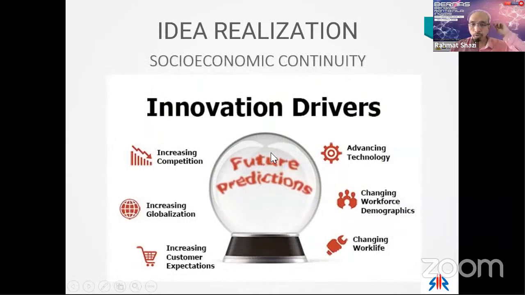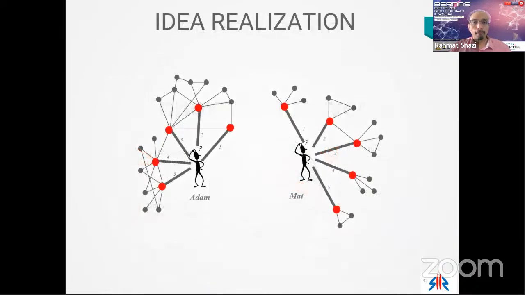I'll skip over these innovation drivers because these are things that you're familiar with. But just a quick quiz. Something that we know at the back of our minds, but we rarely think of: networks. So here's Adam. Here's Matt. Both of them are linked to 5 people. So here's a quiz. Adam's network looks like this. It's more cohesive. Matt's network is more diffuse.